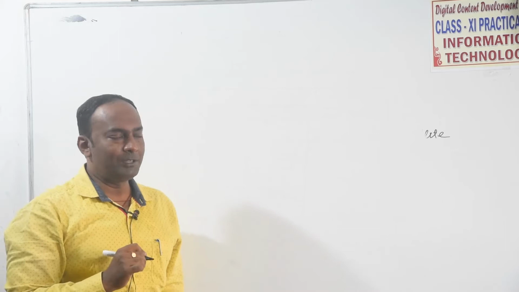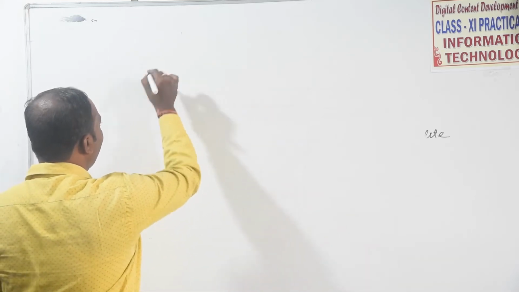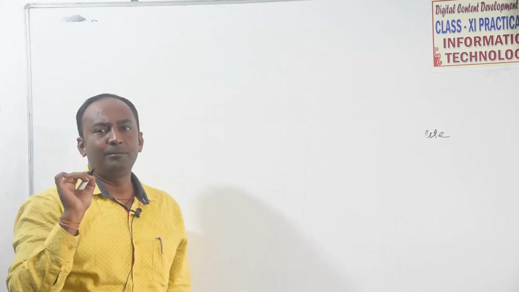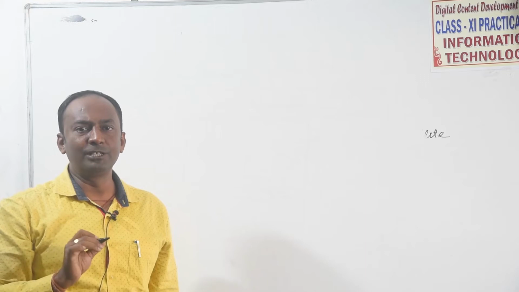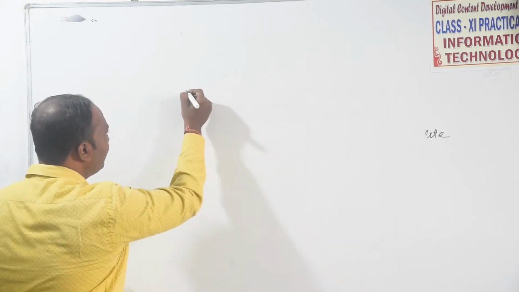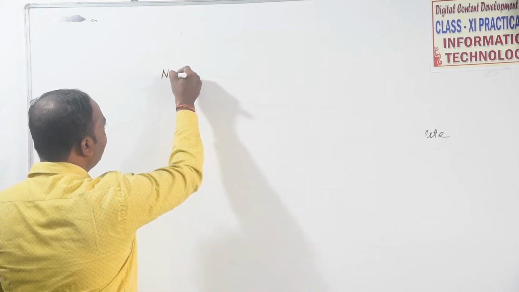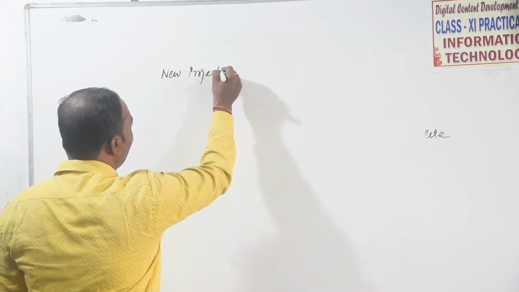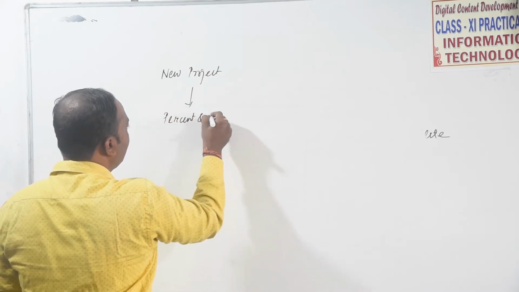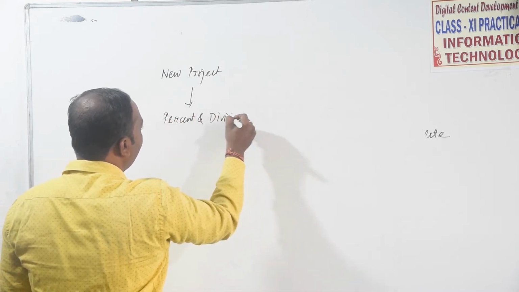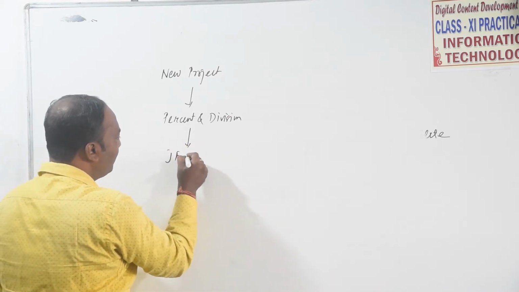The next program is to find the percentage and division of a student by entering the marks in 4 subjects. So for this, what did we do? We will go for the new project in Java. We'll give a project name like percentage and division. Then we'll make a new JFrame form.